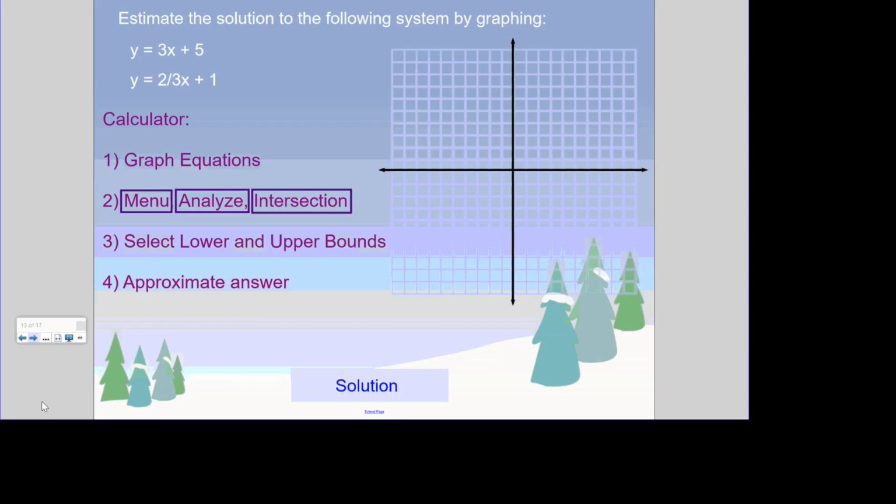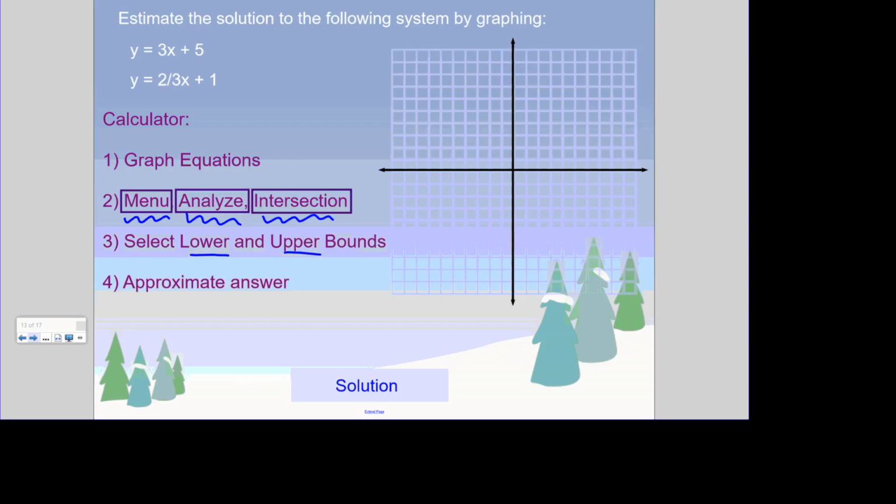So to use our calculators, what we'll do is we will go into a graph, and it can be a graph scratch pad or a graph in a document. You don't have to save these. And we will graph both equations. Once you've graphed them, you're going to hit Menu, Analyze, Intersection in that order. Those are the buttons you'll hit. And then you will select a lower bound and an upper bound, and that will approximate the answer for you. So let's go through that process together.